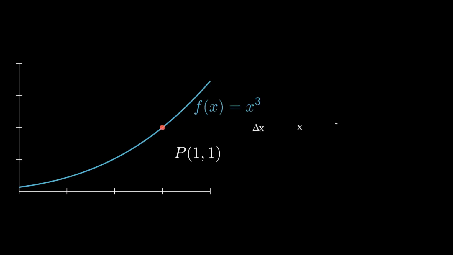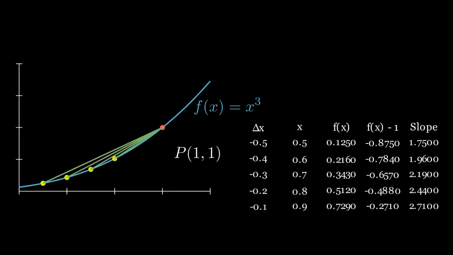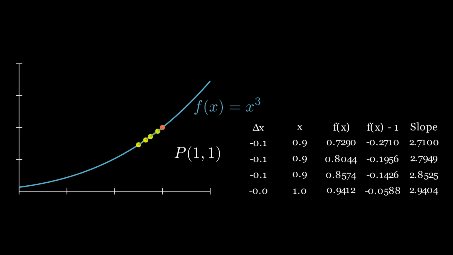We may wish to approach x equals 1 either from the left side or from the right side. We can also choose the increment, or the value of delta x. We see that the slope changes and the value gets closer to 3.